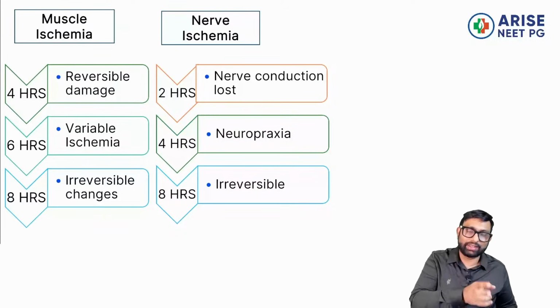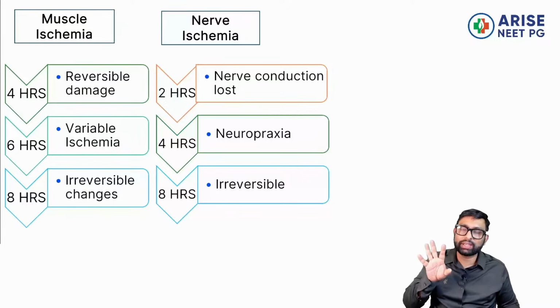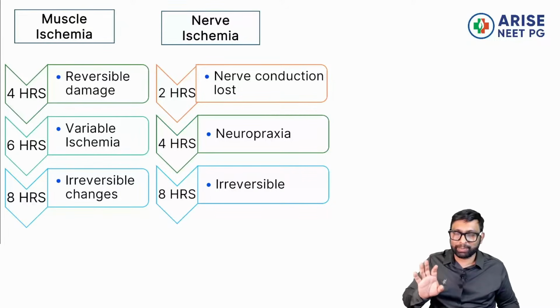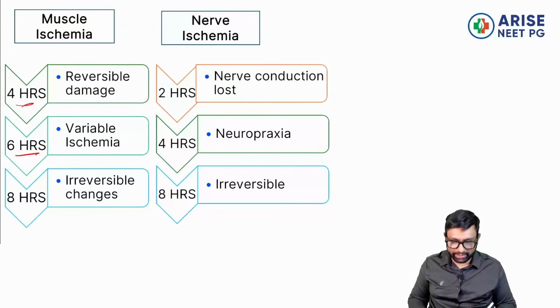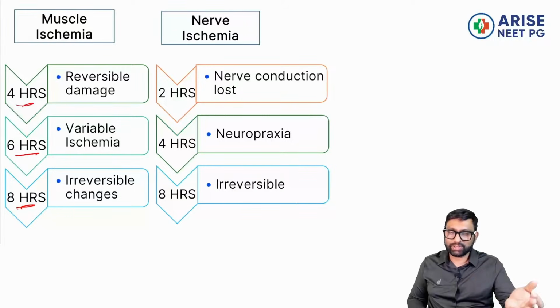In these cases patients will have damage to the vascularity and the nerve. When there is vascular damage, muscles will become ischemic. Till 4 hours they are reversible. At 6 hours some muscles will die, some will still be alive, so variable ischemia will be there. By 8 hours it becomes irreversible and goes into Volkmann's ischemia, which later goes into Volkmann's ischemic contracture.